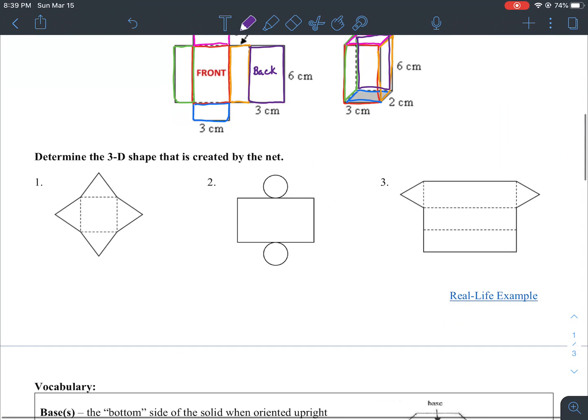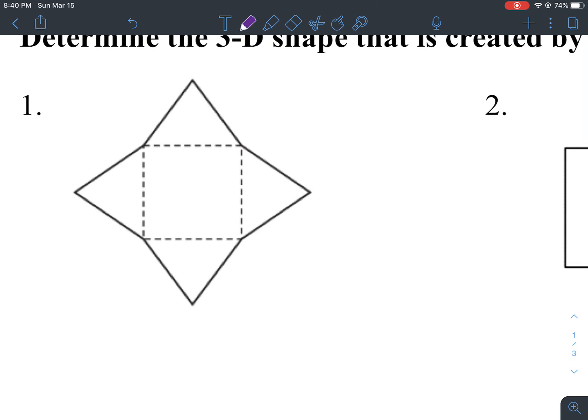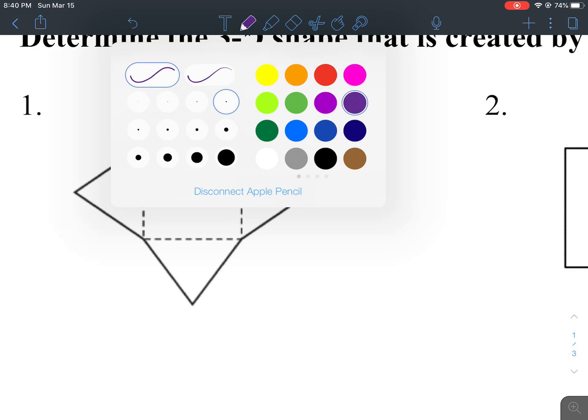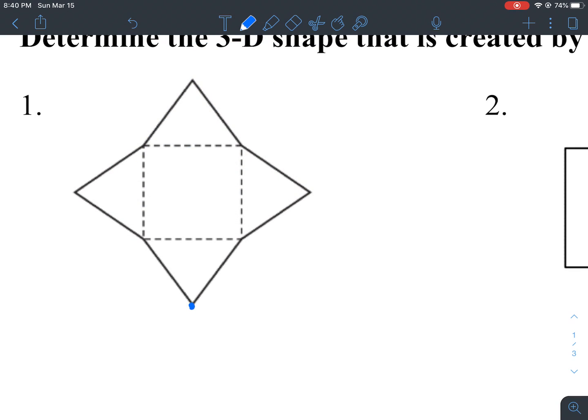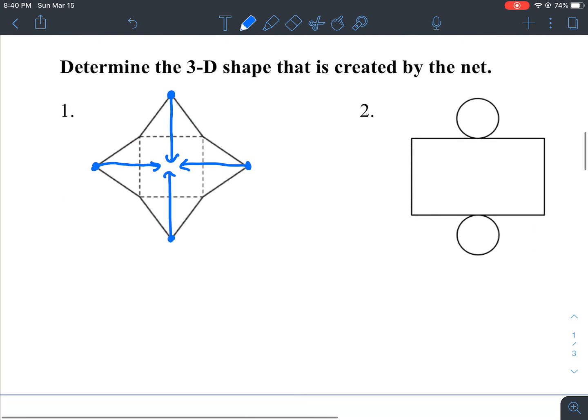So here are some examples of questions you may be asked. These 3 questions ask you to determine the 3D shape that is created by the net. So in this first one here, we want to think about what three-dimensional shape would look like this if we opened it up. A way to do that is just to use some visualizing to say this piece would fold in, this point would fold in, this point would fold in, this point would fold in, and essentially these 4 points would all meet at one spot above the square. This would turn into a pyramid.